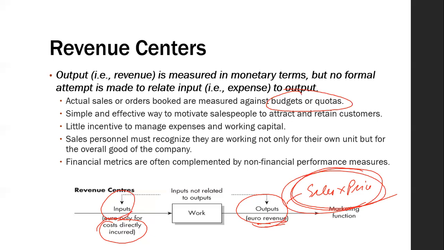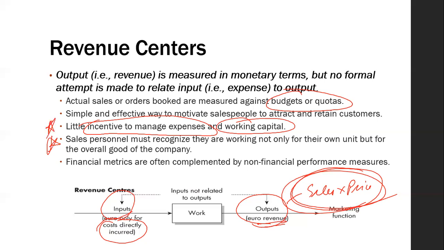Okay? However, since ganun, obviously, there's little incentive to manage expenses and to manage working capital. So they have a tendency to, for example, spend a lot to treat the client, para yung client bumili, right? Or mag-order ng bulk order. So palitson tayo dyan. So ganun, may ganung mentality pag revenue centers because there's little incentive to manage expenses because their responsibility, their toka is sales. So basta may sales, I can justify all the expenses that I want. Sales personnel must also recognize that they are working not only for their own unit, but for the overall good of the company. This is the challenge, these two points.